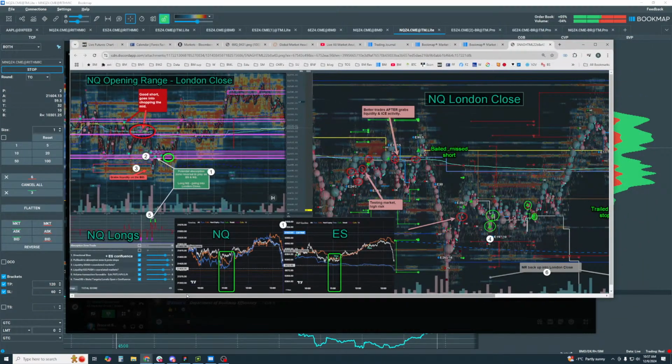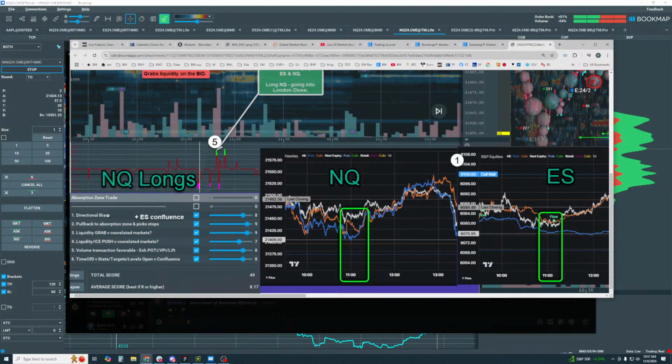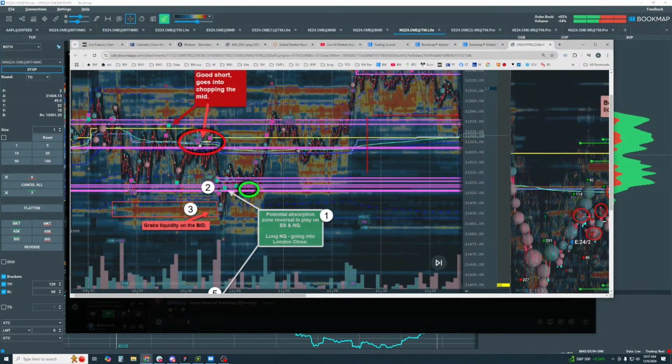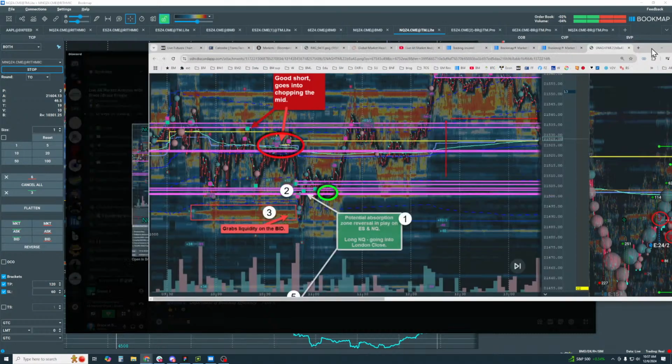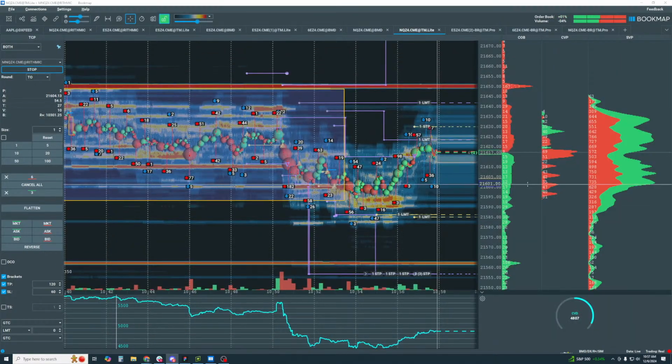DNT Matter has his checklist over here, right? That is his custom checklist he put together. And now he's marking up the charts and looking for these things to unfold. Okay, great stuff.